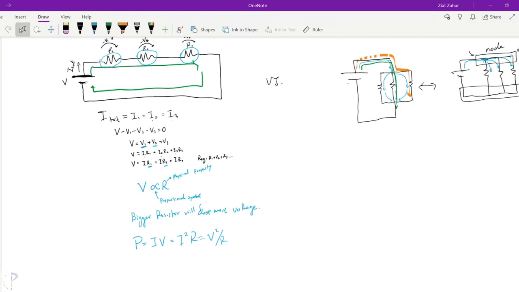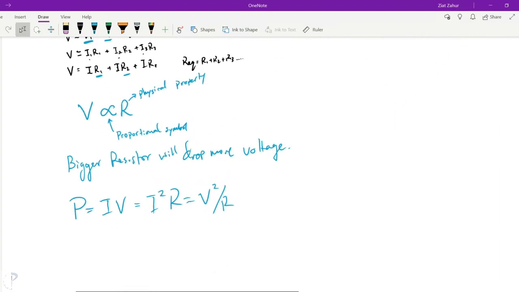So when I compare brightness in a series circuit, I want to use this middle one here. I'm going to use P equals I squared R, not the other ones. Okay, that's because I only want one variable that is going to change. Sorry, I should say that it's going to determine the power output of each light bulb. Okay, not the system. The system is, you know, whatever the system is.